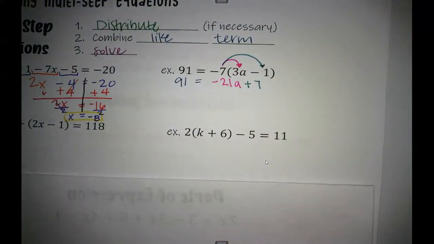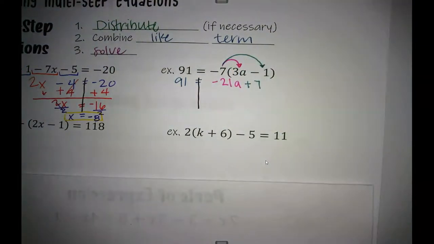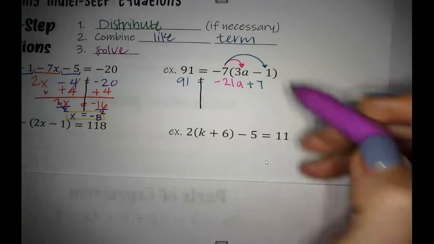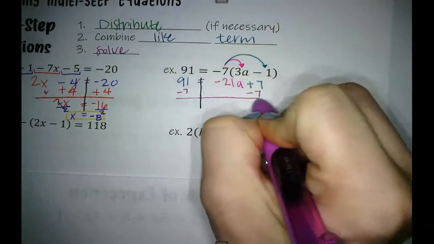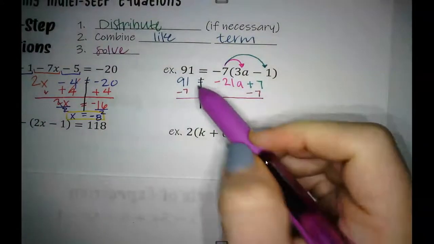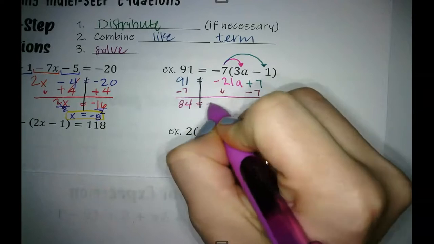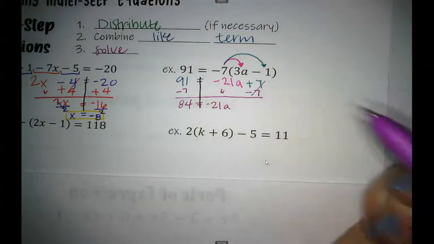Now, do I need to combine any like terms? No, we are good to go and move on to solving. So I can draw my wall and handle my adding 7 over here. I'm going to do the opposite, remember, of subtracting 7 from both sides. 91 minus 7 gives me 84. Nothing happened to that negative 21a. Positive 7 minus 7 cancels out.